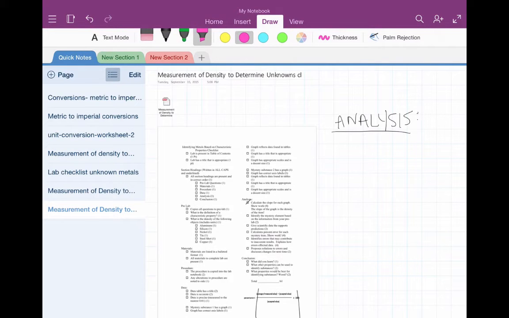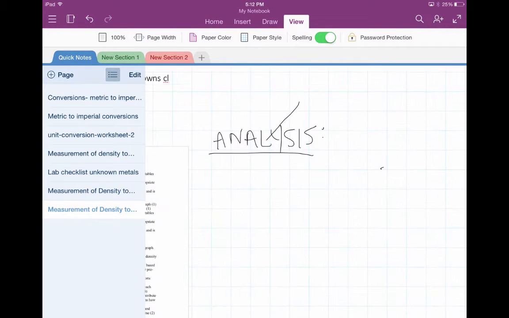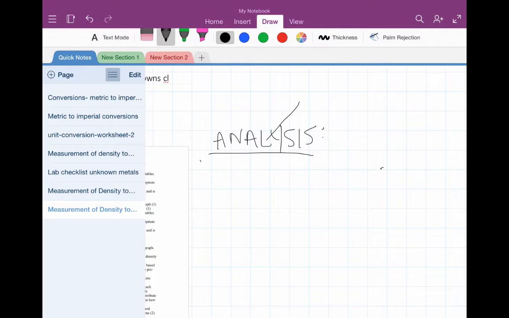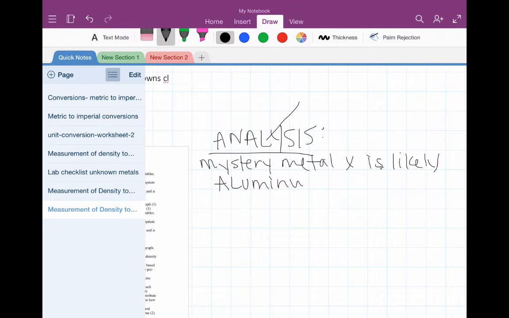So back to our analysis, this part should be in sentences. So we would put, mystery metal X is likely, we'll say aluminum. I don't even really know what the measurements are for these. Aluminum and mystery Z is 10.